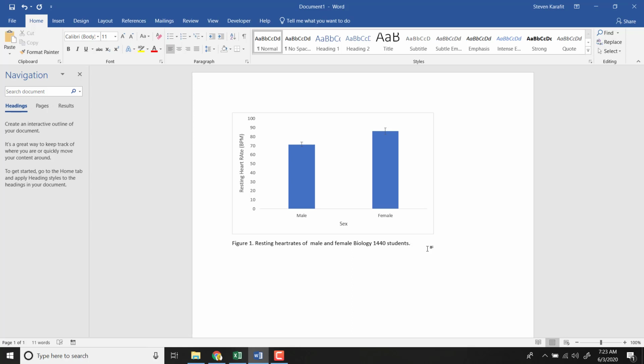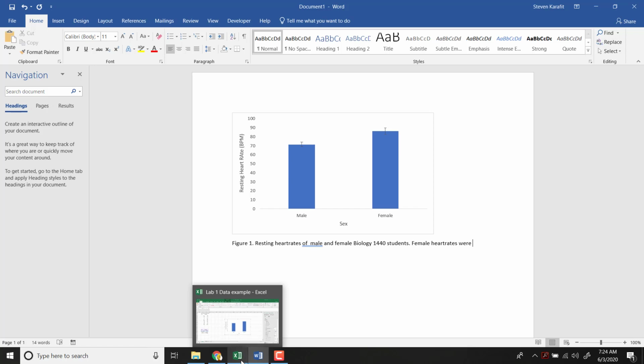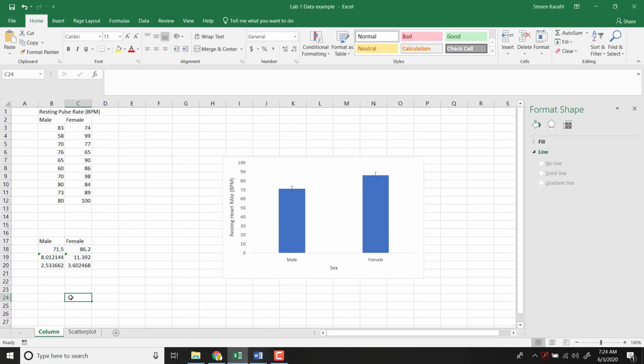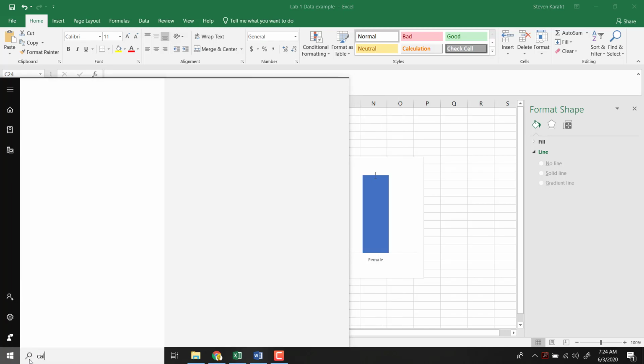The second sentence is going to be a description of how different they are. Let's just say female heart rates, we're going to say there's so many percent higher than male heart rate. So let's figure out how much higher. So what we'll do, let me just open up the calculator here.